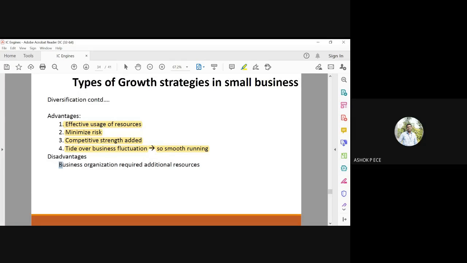And disadvantages: a business organization requires additional resources. When you are going to start manufacturing a new product, definitely you have to replicate all the resources once again. The cost will be increasing. So you have to be prepared for investing additional resources, additional money or additional things. That has to be taken care of for diversification.